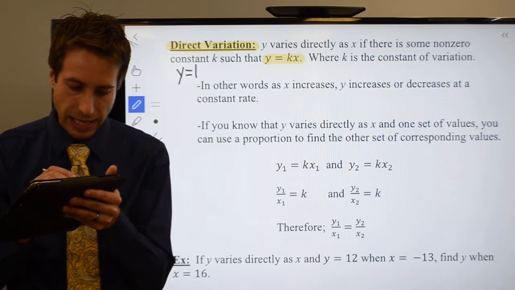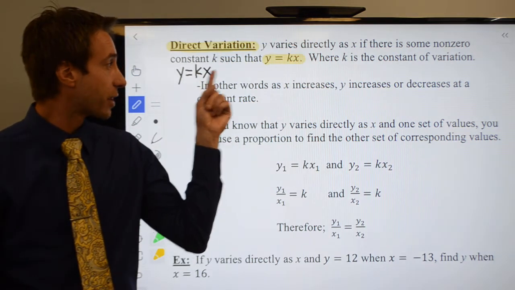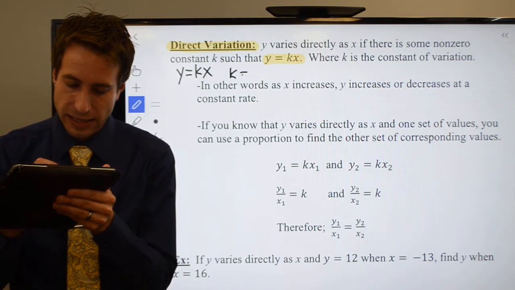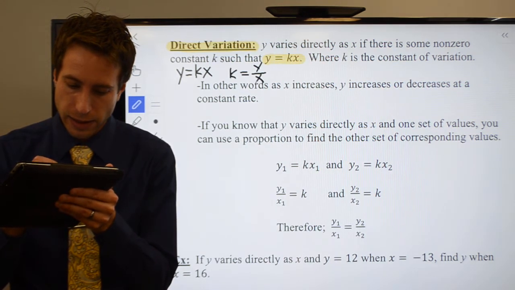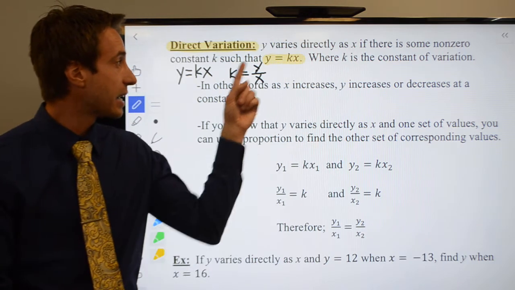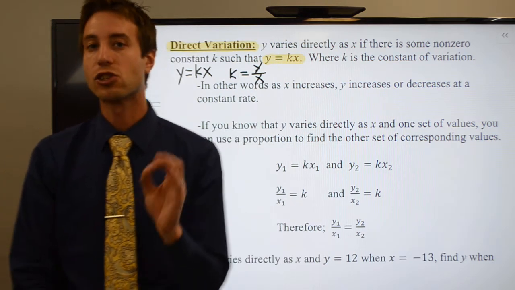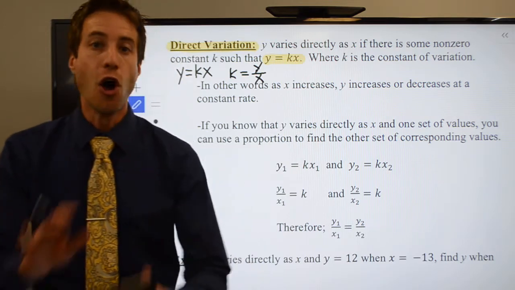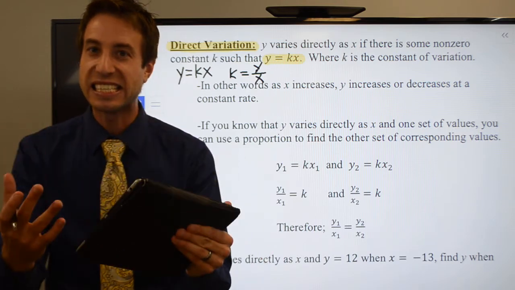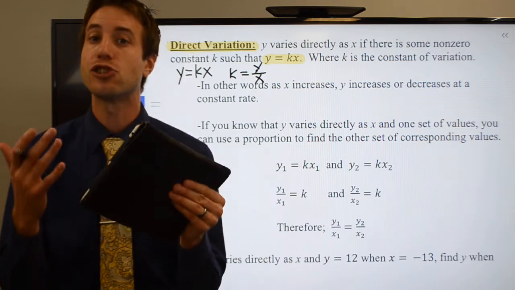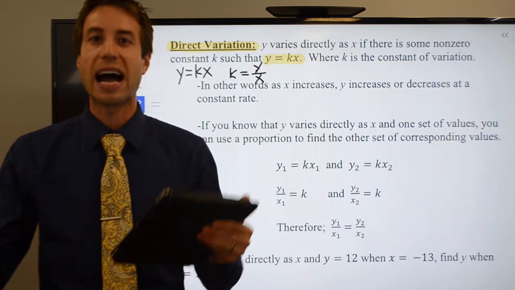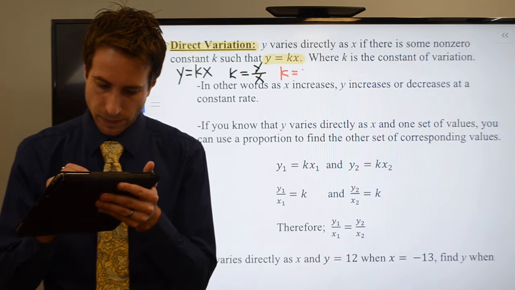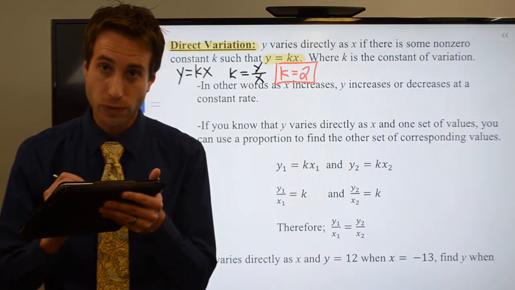Y equals kx. Well, in order to solve this for k, I just have to divide the x to the other side, and I get k is equal to y divided by x. K equals y over x. Now let's talk about why this is direct variation. Let's just say, as an easy example, that k is equal to 2. So we're going to do this for k equals 2.